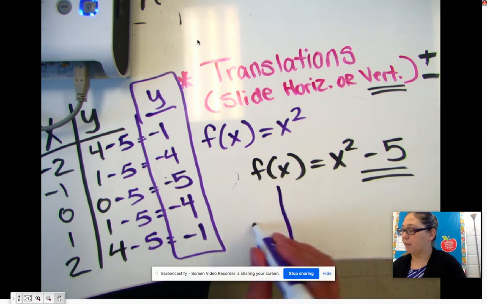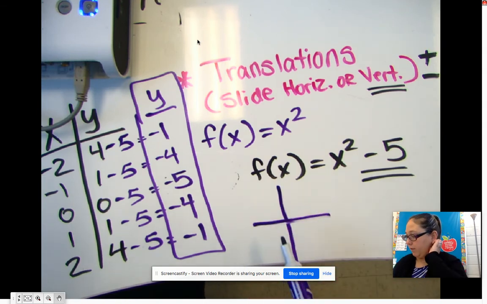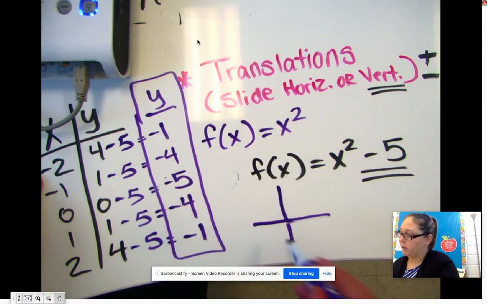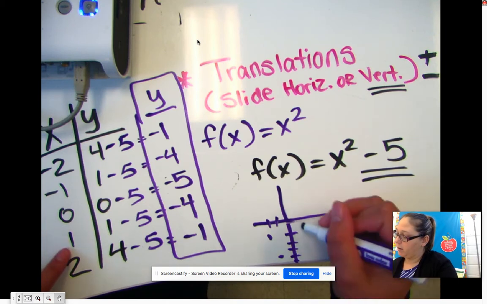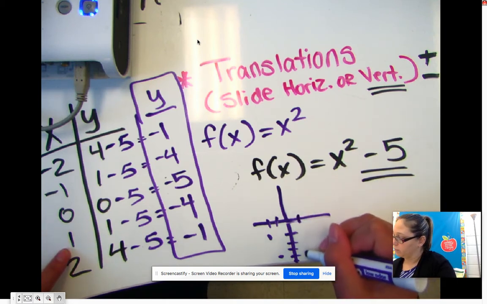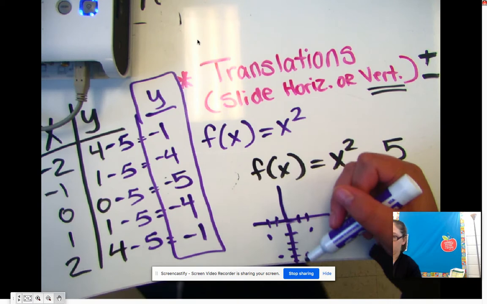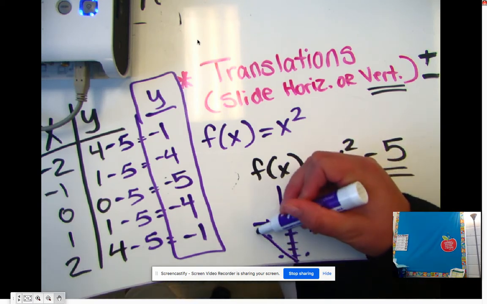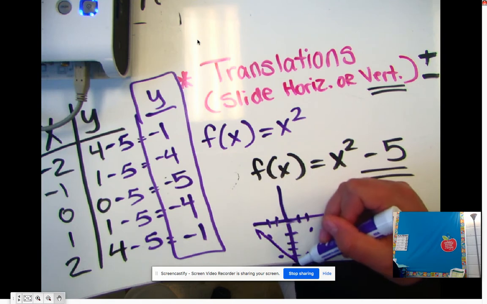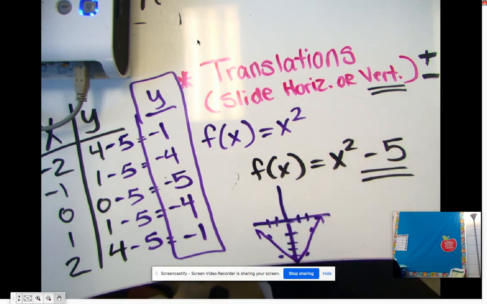If you graph this, right, then I'm going to have -2, -1. So right here. I'm going to have -1, -4. I'm going to have 0, -5. I'm off my graph a little bit. And then I have 1, -4. And I'm going to have 2, -1. And my v-shape, this point was a little off, sorry.